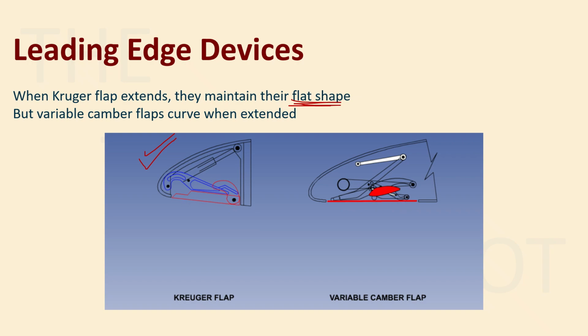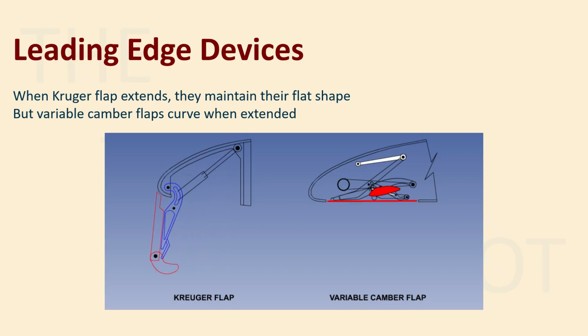In the Kruger flap, what will happen when it extends? The flat surface will still be flat. But in a variable camber flap, when it extends, the front portion will curve. So it appears flat in both of the diagrams, but when they extend, they'll curve. You'll see a clip now, and you'll have a better understanding of what I'm saying.